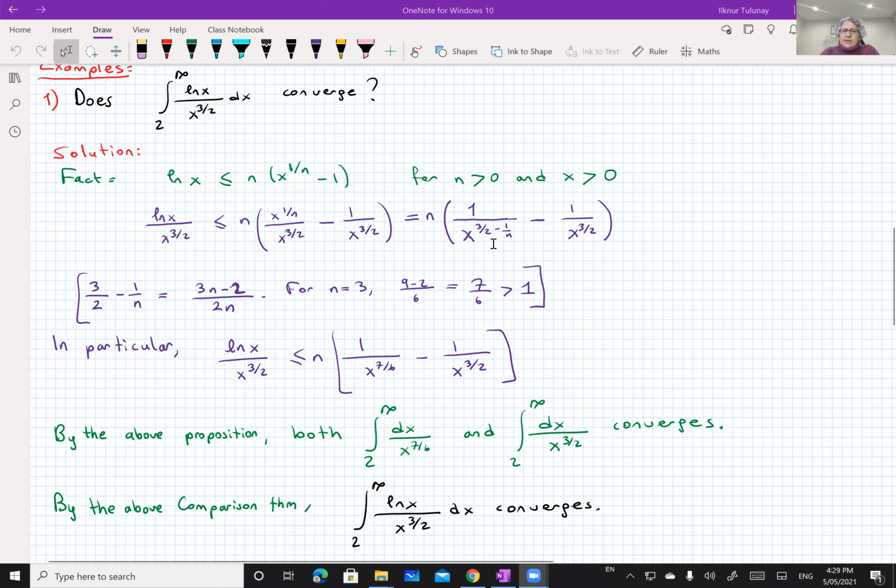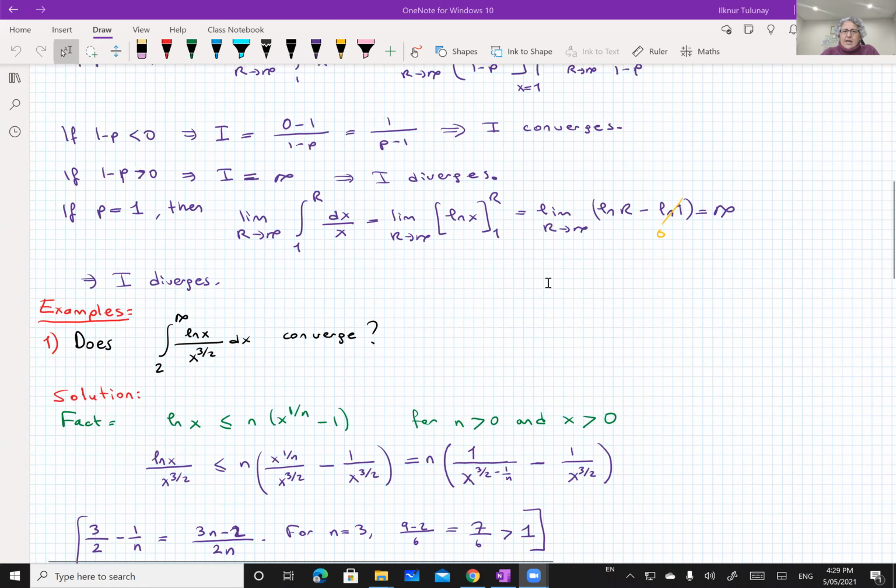We can organize this as x^(3/2) minus 1 over n, and we are leaving this as it is. So minus 3 over 2, 1 over n is basically (3n minus 2), since I'm multiplying this by n, this by 2. So that is (3n minus 2) divided by 2n. For n equal to 3, we have (9 minus 2) over 6, which is 7 over 6, which is bigger than 1.